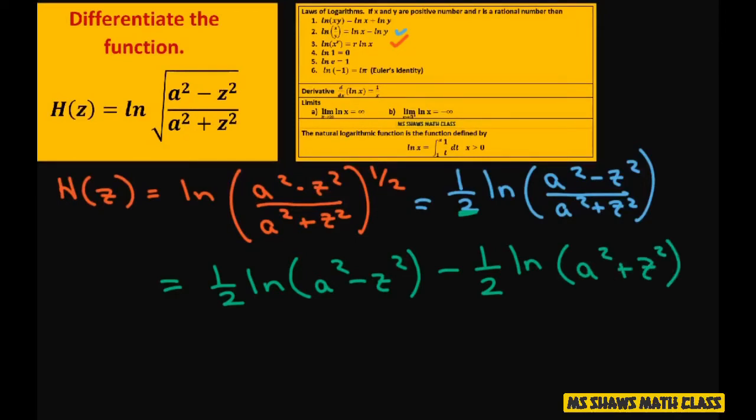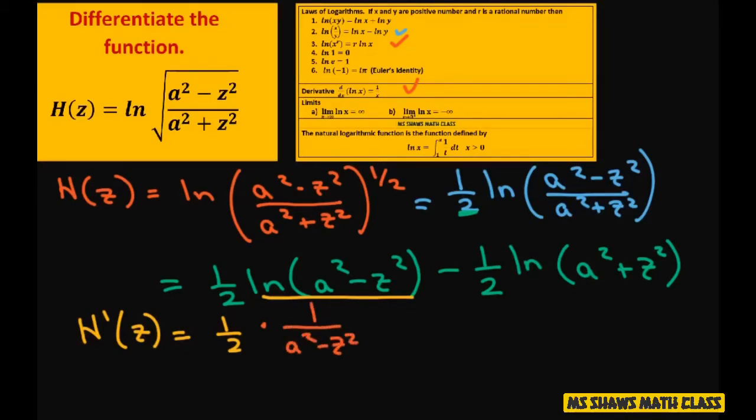All right. Now when you do the derivative, we're going to do h prime of z. So for the first part, just copy down your 1/2. And for ln, we're using this right here. So it's going to be 1 over a squared minus z squared, times the derivative of the inner function. We're doing z, not a, so that's going to be times negative 2z. That's the derivative of the inner function.